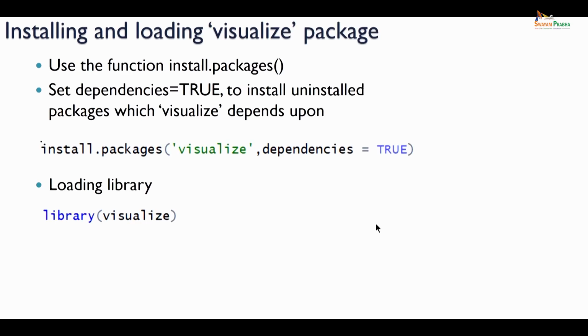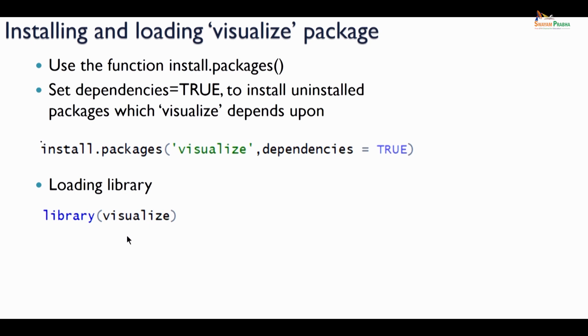Before we proceed, we need to install the package Visualize. So, you can use the install.packages command, and within single quotes, you can give the name of the package and set dependencies equal to true. The reason we set dependencies equal to true is because if the package is dependent on other packages which are not installed, then those will be installed as well.